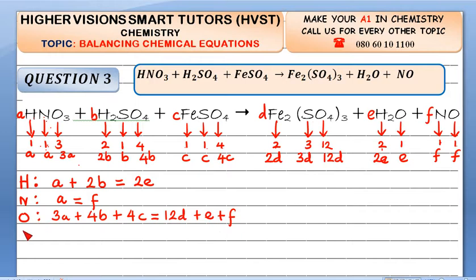Now let's move on. Let's go to sulfur. For sulfur, we have B plus, on the reactant side, we also have C.